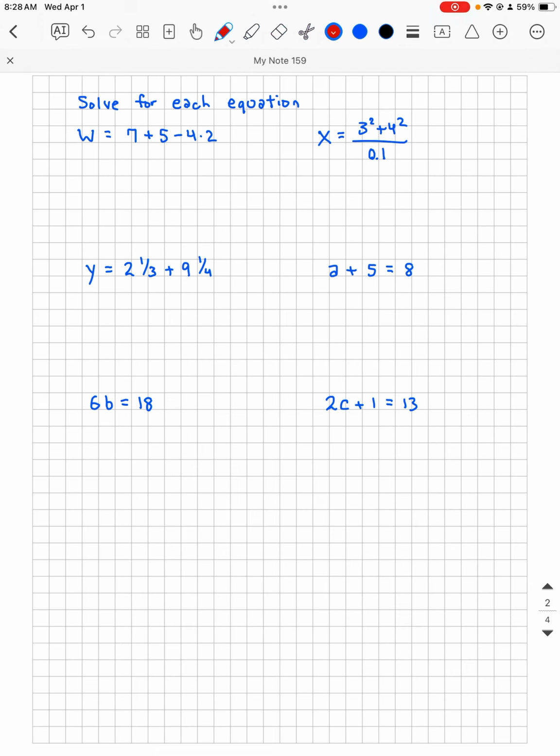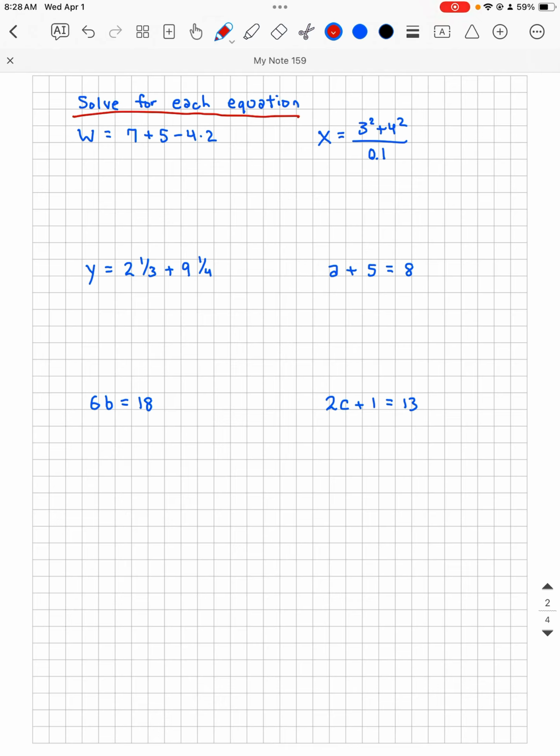Let's say that we want to solve for each of the equations. And again, it's going to be solve because it's an equation and there's an equal sign. So in the first case, we want to solve for w is equal to 7 plus 5 minus 4 times 2. And you're noticing that's the sequence of how we do it. It's exactly the same as before.